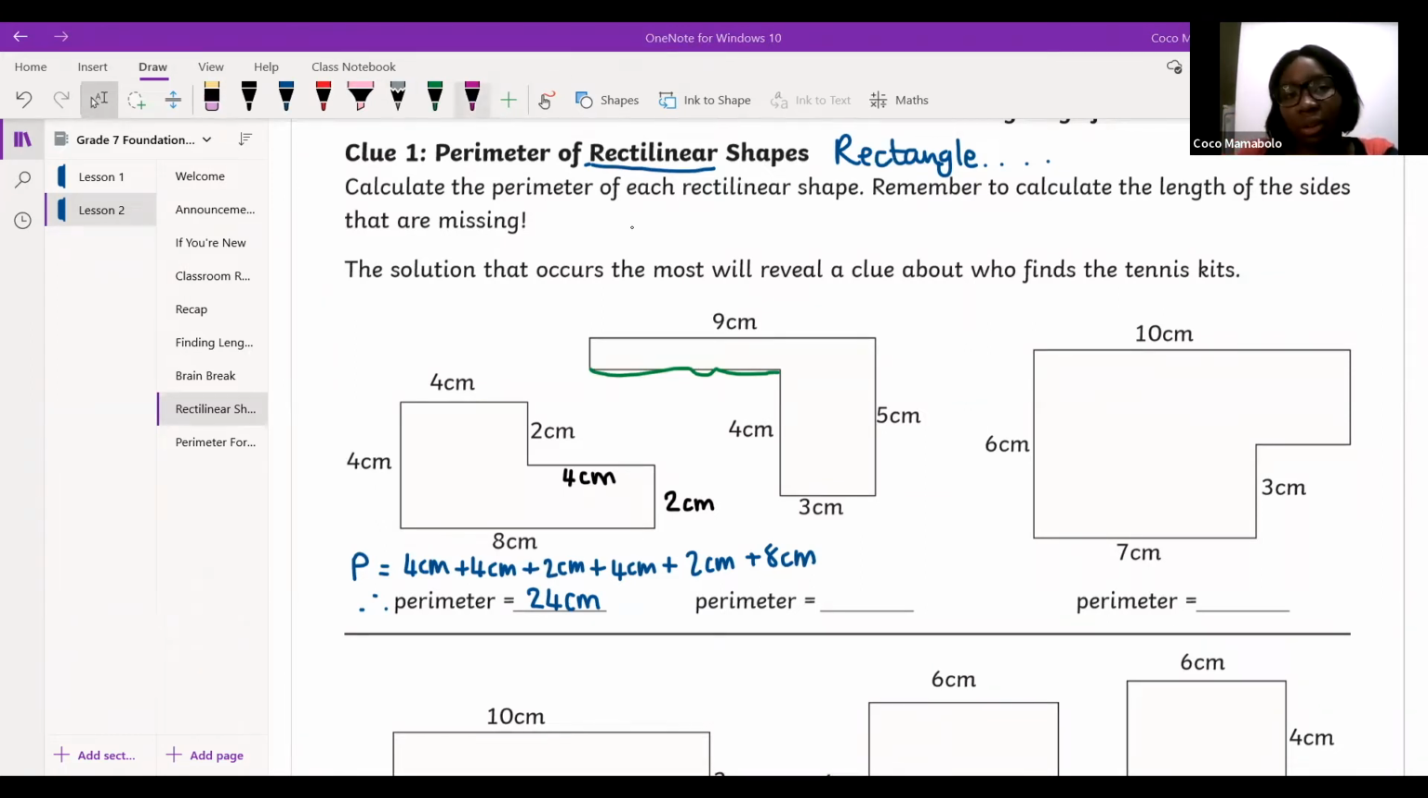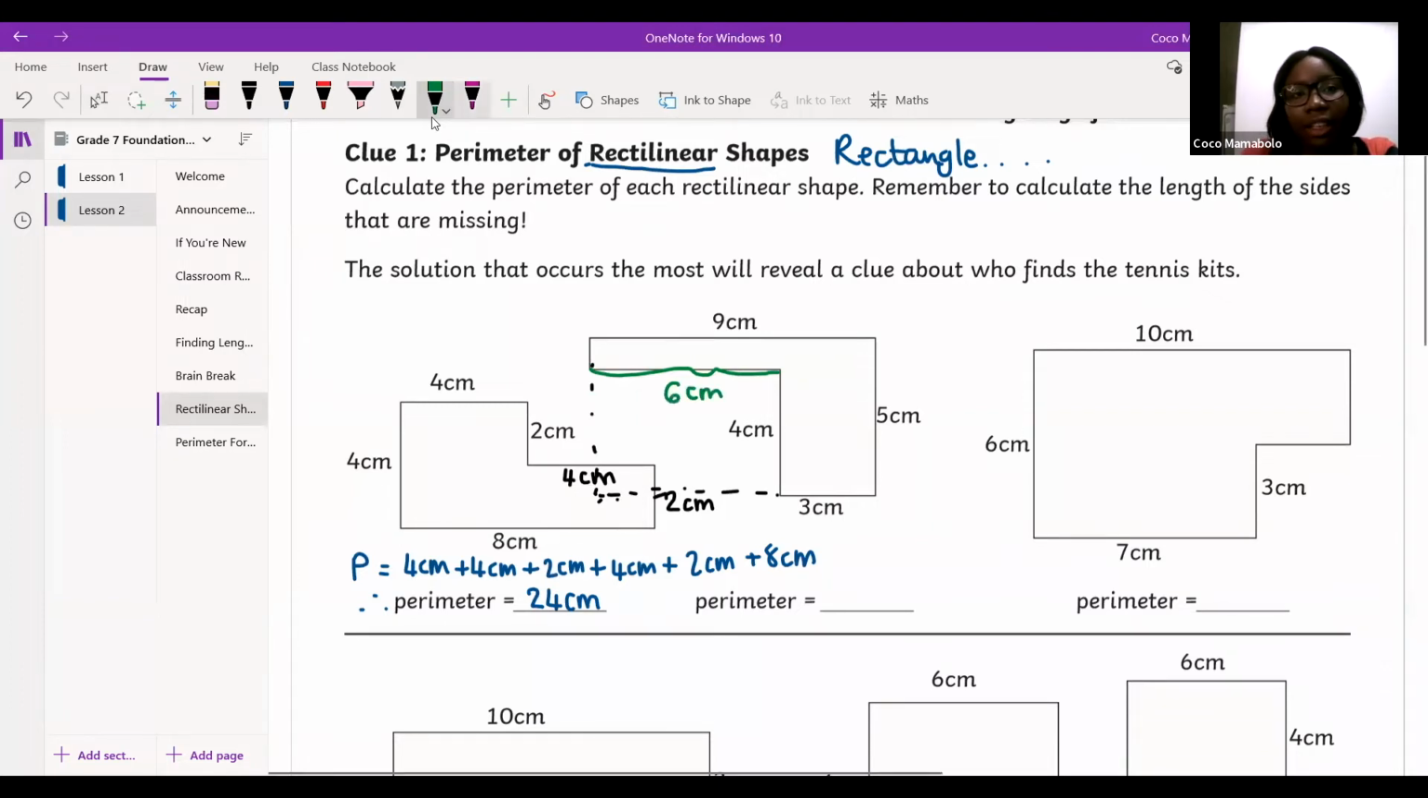Okay, so this green bit that I've just drawn here, how long is it going to be? If this whole side over here is 9 centimeters, let me draw it in. If the whole rectangle would be 9 centimeters, how much would the green part be? 6 centimeters, Miss. Excellent, 6 centimeters.